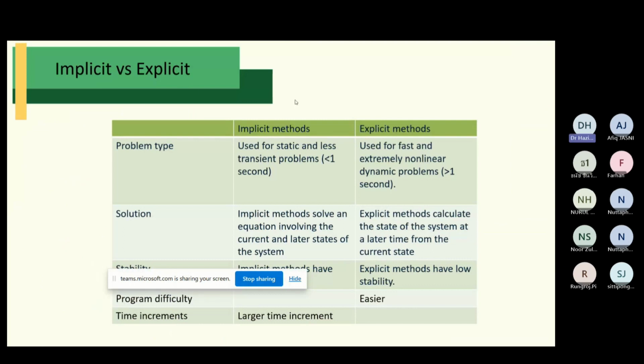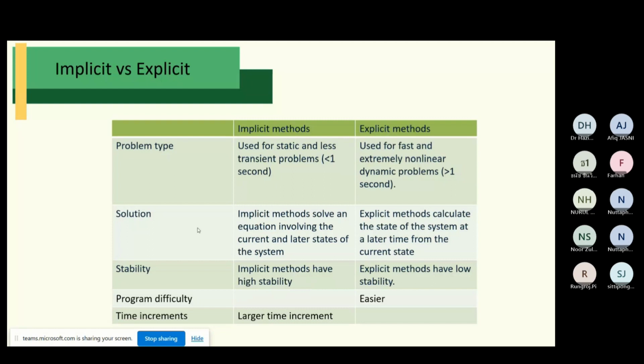Okay, so before I go into more detail about the simulation, you need to determine the difference between the implicit and explicit methods. The implicit and explicit methods differ in their treatment of time integration. Basically, we use the implicit method for static problems or less dynamic problems, that means more than 1 second. For the explicit method, we use it for fast and extremely nonlinear dynamic problems, which means less than 1 second.